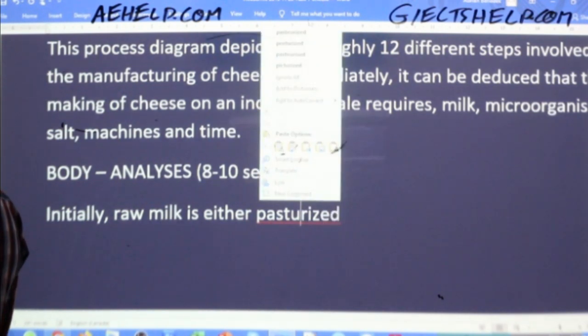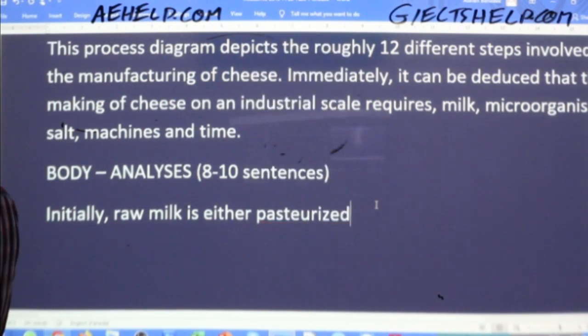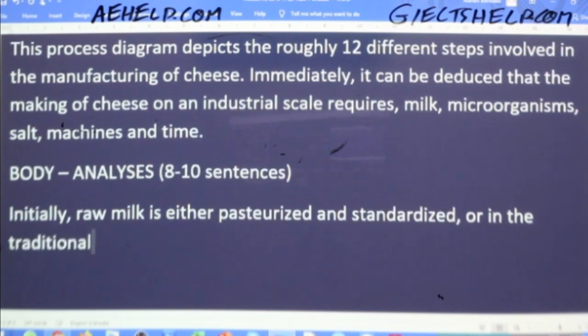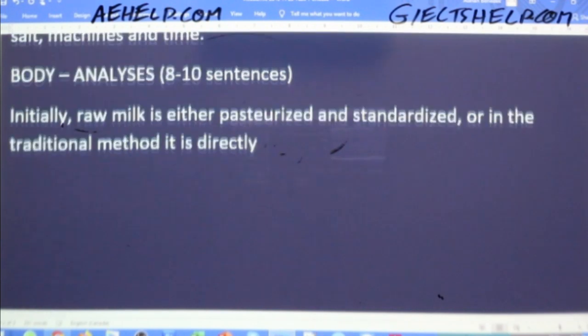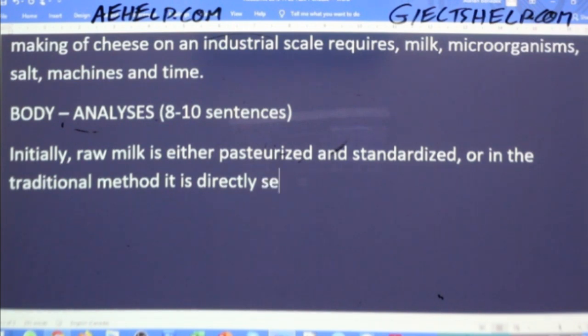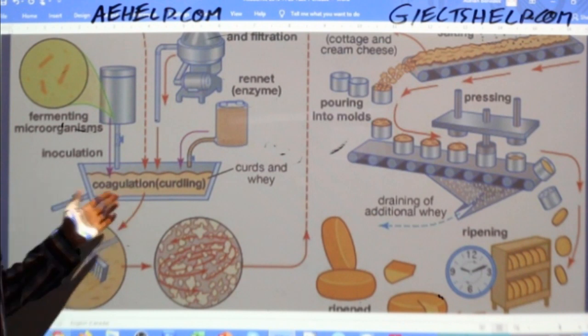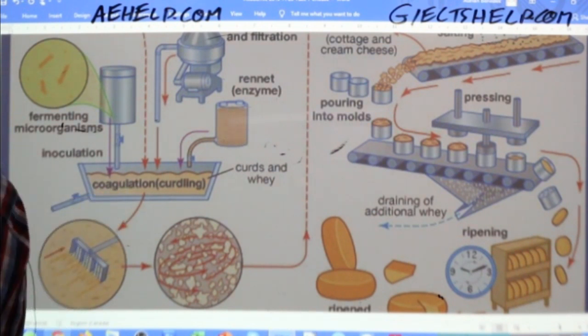Pasteurized. Make sure you don't misspell words that are included in the diagram. Okay, so initially raw milk is either pasteurized and standardized, or in the original method, directly used in coagulation. Again, use the diagram to get these words correct. Coagulation, it's not like I write these words every day. Coagulation is a type of condensing of the milk.